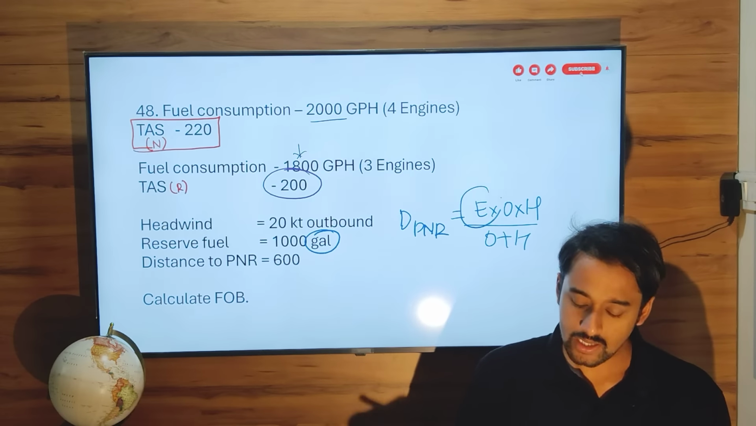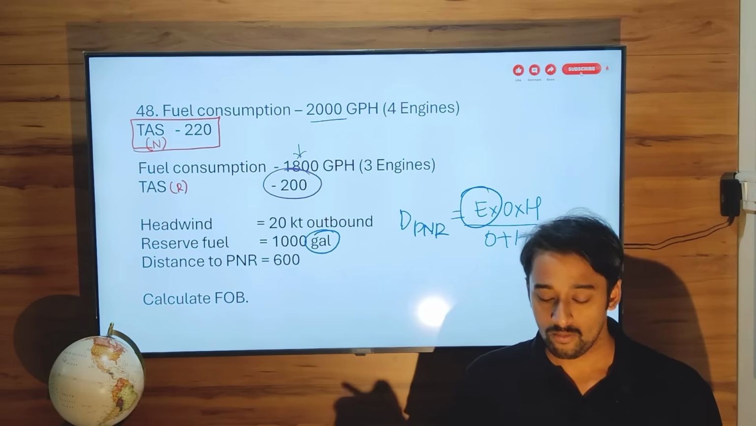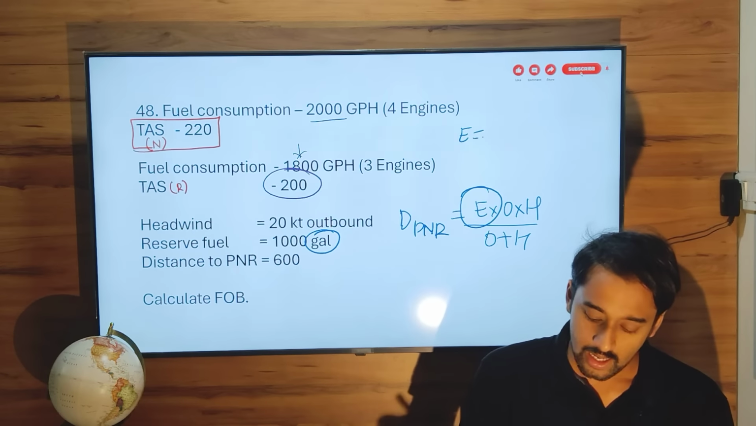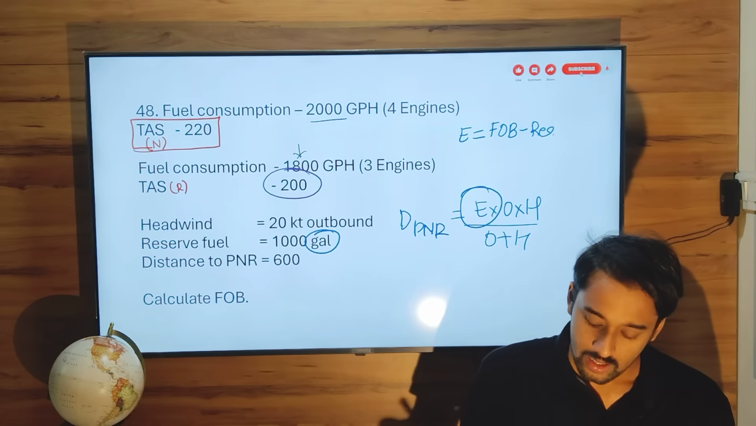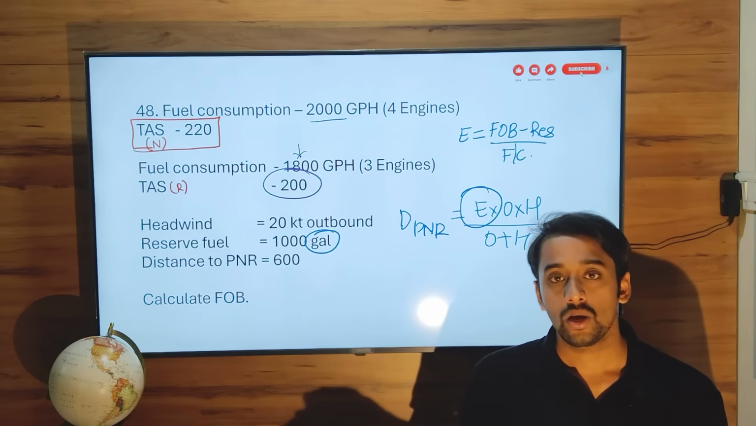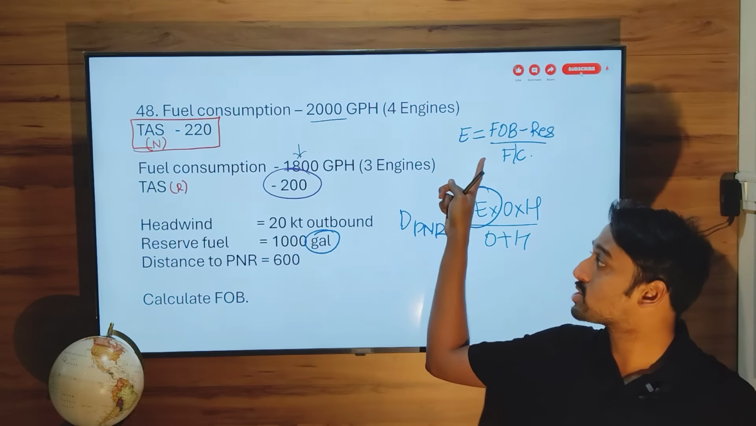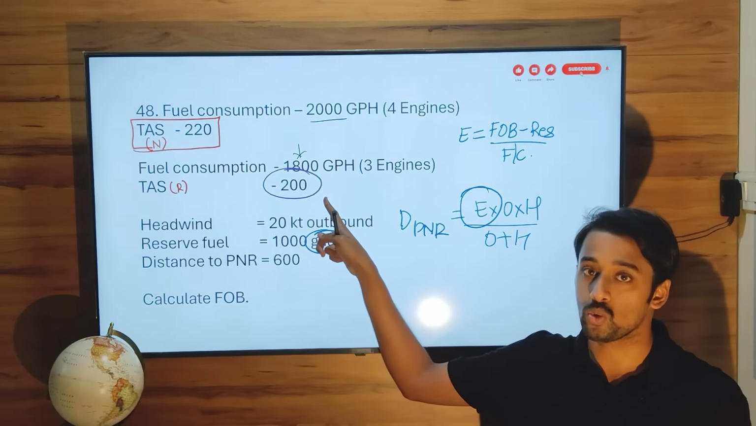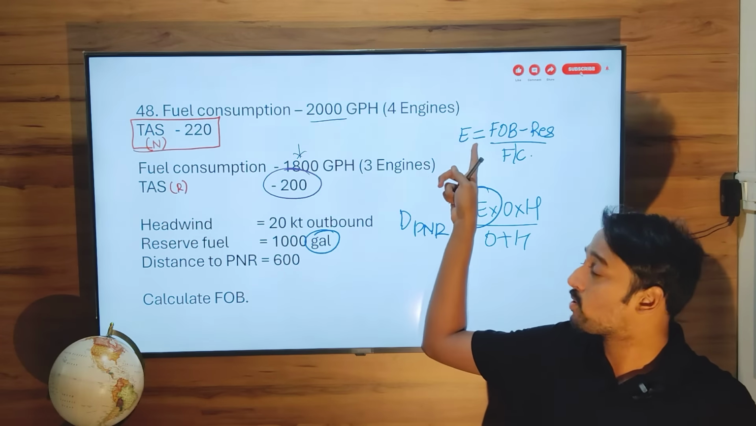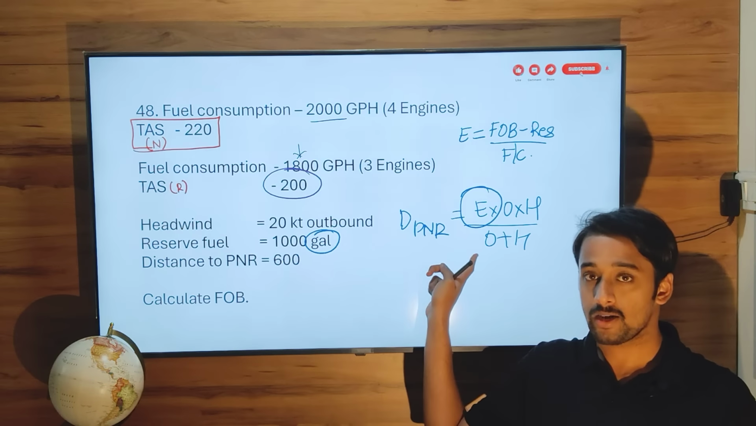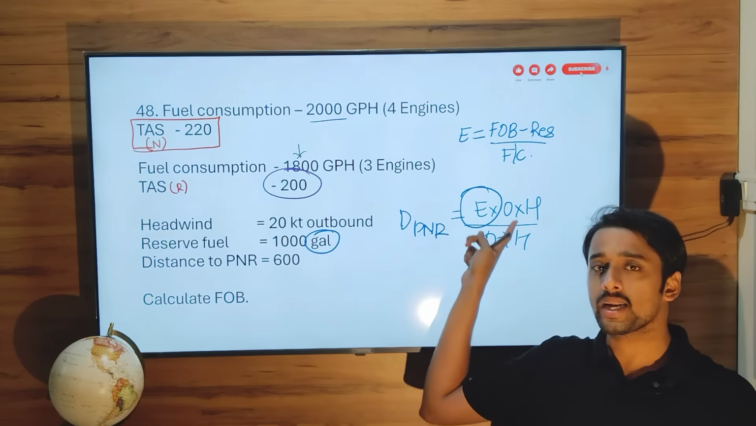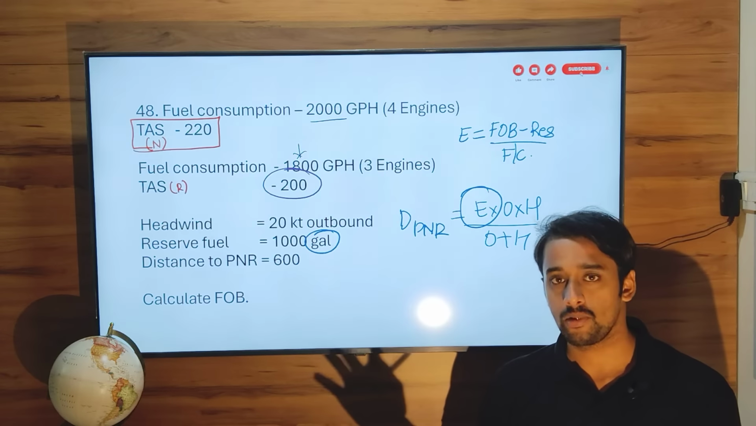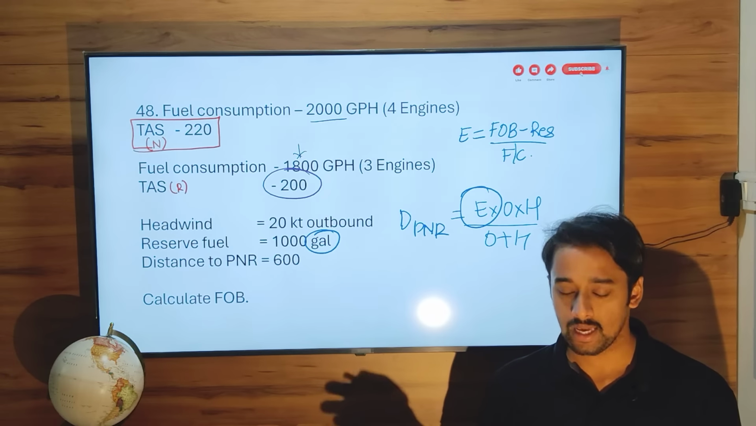So now this endurance is the key to our answer. What is endurance then? Endurance is fuel on board minus reserve divided by fuel consumption. But do we have only one fuel consumption rate here? No, we have two. So that's why we won't use this formula. But we know something related to the distance to PNR formula is there. So using that we will get.